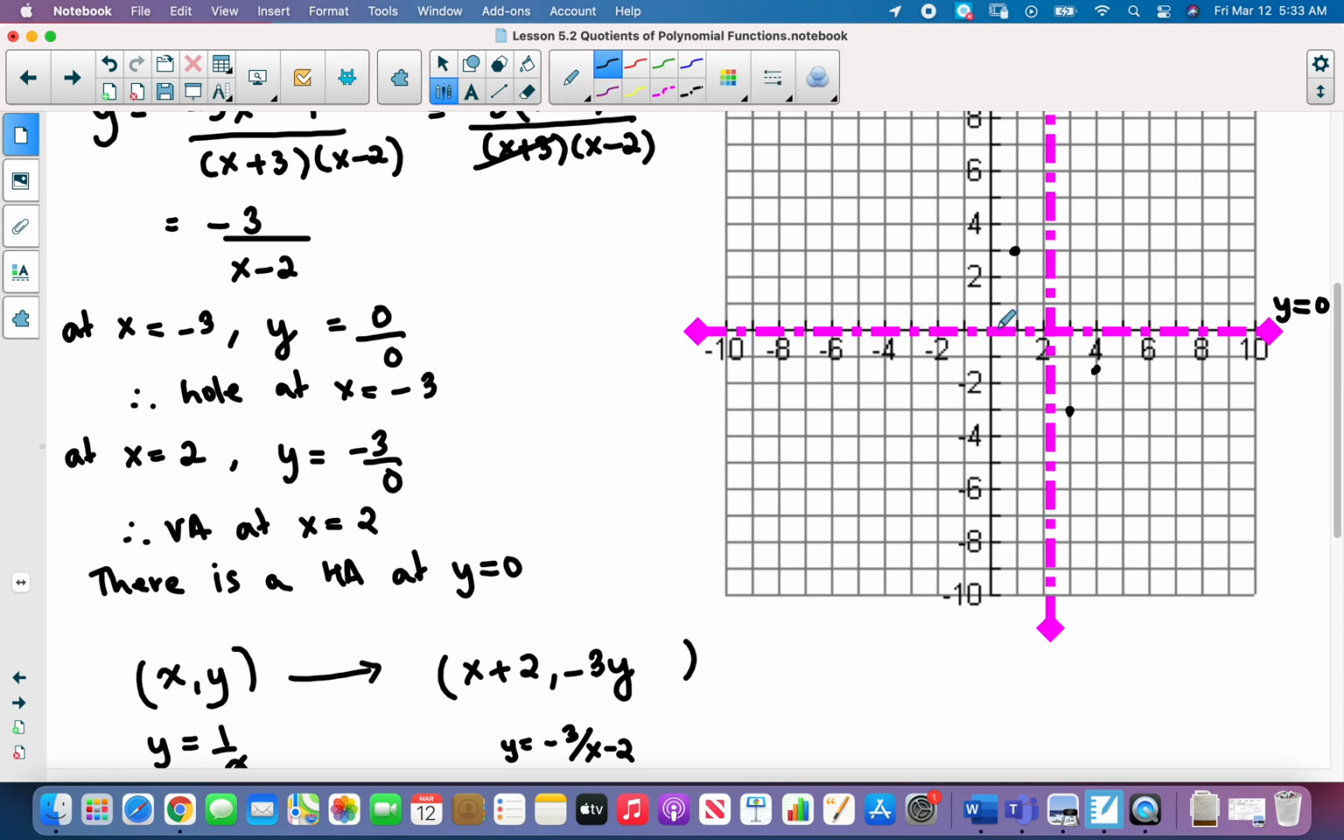0 and 1.5. 1.5 and 6. So you can see that the function is approaching like this on this side. So this is how the graph of the function looks.